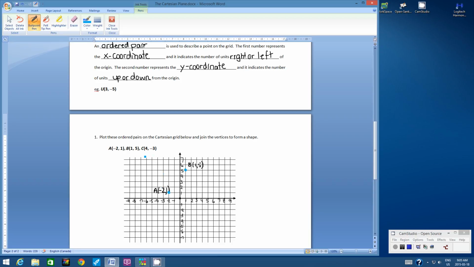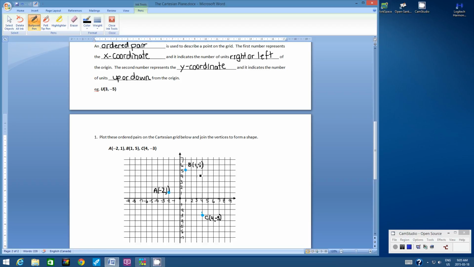Okay? All right, so let's go to the last point, point C, which is 4, -3. So 4 is positive, so we move in the right direction. Negative 3 is downwards. So we move downwards along the y-axis. 4, negative 3. And please label that point. It is called point C, and its ordered pair is 4, negative 3.